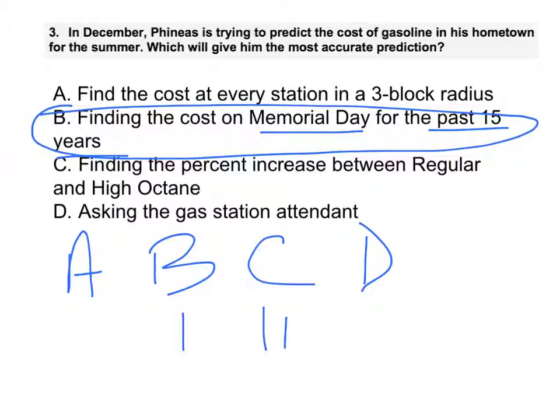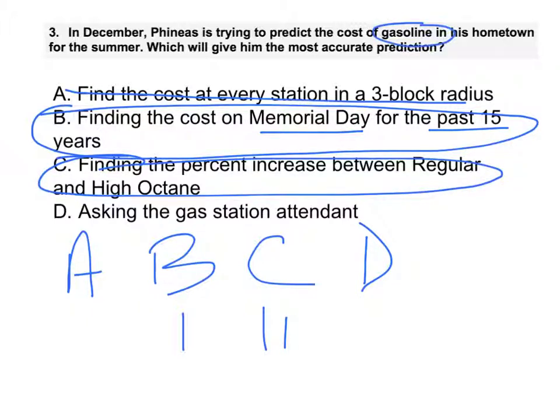The cost at every station in a 3-block radius has nothing to do with the current time. It's also just in a 3-block radius. It's not going to matter. The type of gasoline was not mentioned. And asking the gas station attendant would only give you one gas station at that current time. So the answer is B.